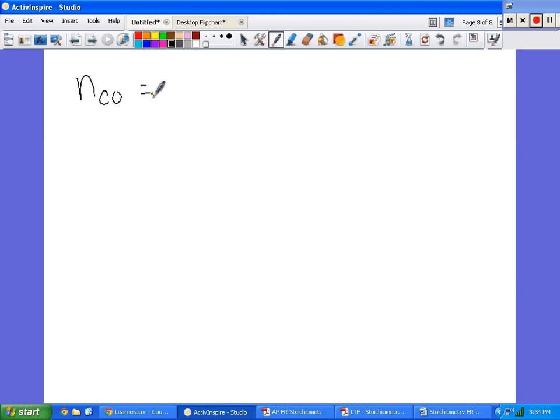Okay? We're searching for n. What does n stand for? Moles. If I take PV = nRT and rearrange it, try to do it in your head. Does anybody know what it will be? Very good. PV over RT. Okay, that's what it's going to equal. Just algebraically rearranging that.